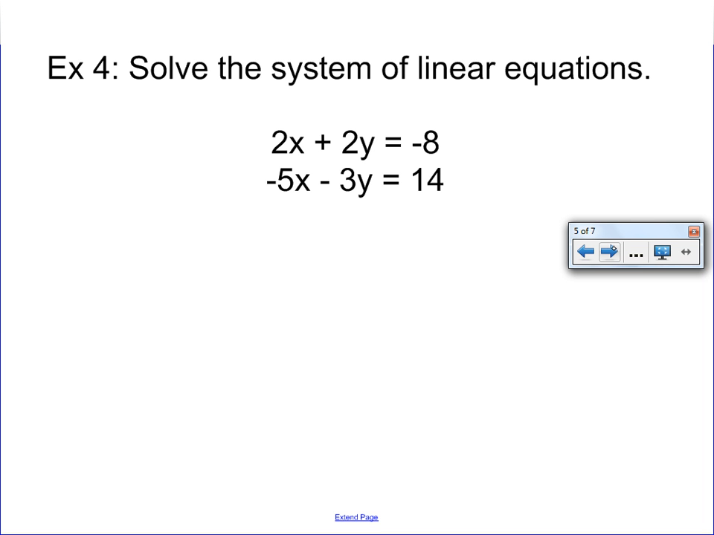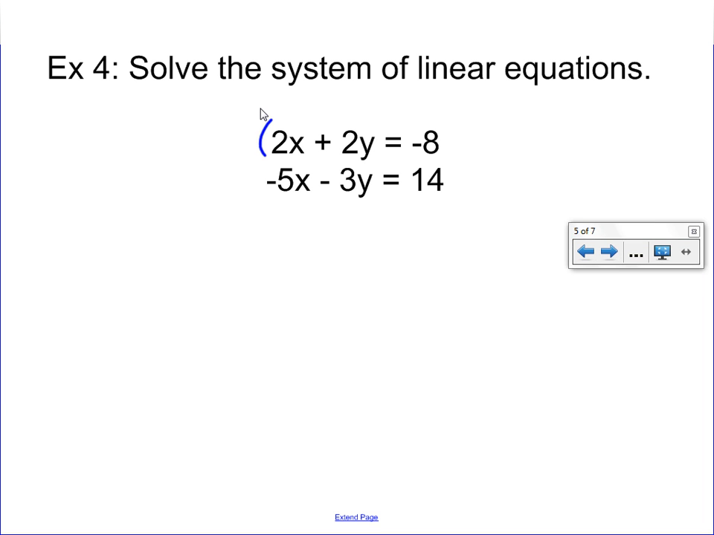Is there anything that I can multiply really easily to change it? Is there anything I can take 2 times to get negative 5? I need it to be just an integer. I don't have anything. I can't take 2 times anything to get 3. So I'm going to have to multiply both equations this time.